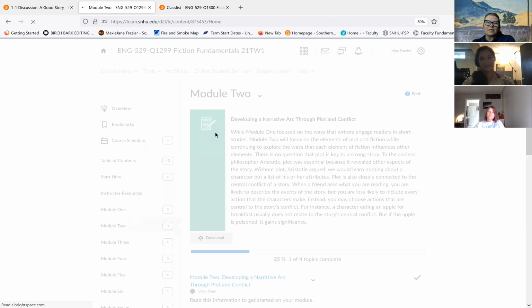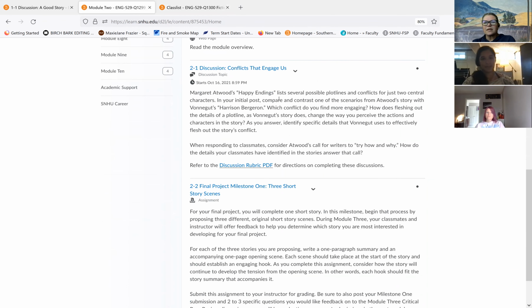Okay, so for module two, I was talking to Christine already a bit about the discussion board, but I really want to emphasize for the discussion board, SNHU always tells you what you're supposed to do exactly. So in your initial post, you're literally comparing and contrasting one scenario from Atwood with the whole story from Vonnegut. And in that, you're going to say, which of the conflicts do you find more engaging, the one scenario you pick from Atwood or the whole story from Vonnegut? And they kind of give you a hint. A lot of people find Atwood more engaging, but they give you a hint that says, how does fleshing out the details of a plot line as Vonnegut does change the way you perceive actions and characters?